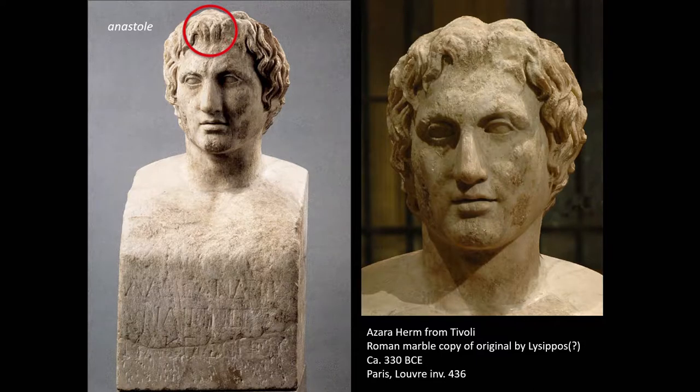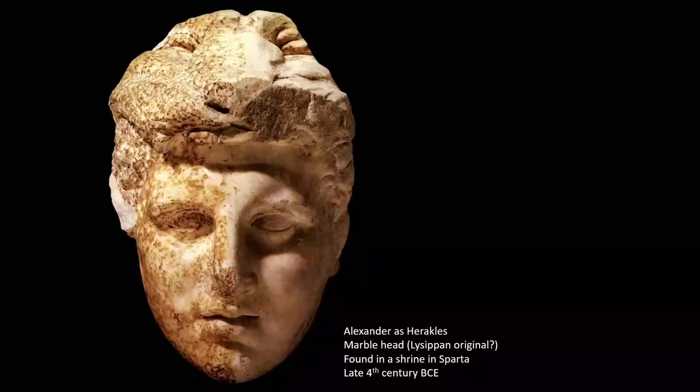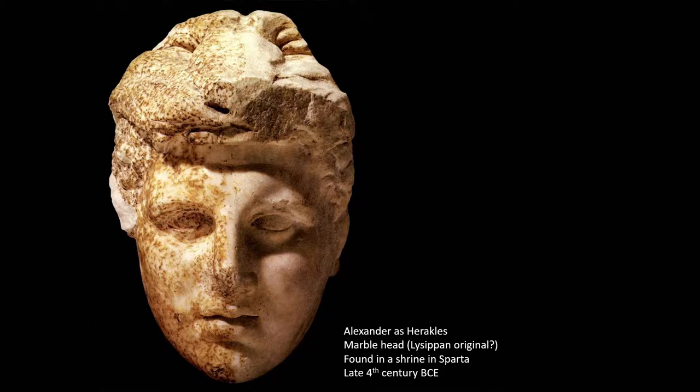So exactly how close to what Alexander actually looked like this is, we can only guess. Lysippus himself, we're told, liked to make things as they seemed rather than as they were. So subtle difference there. So he's capturing perhaps the ethos, the spirit of the conqueror, his arete, his admirable virtues perhaps. Where the Azara Herm is only a copy of a Greek original, we do have one sculpture that could well be an original from Alexander's time, if not his own lifetime, then produced soon after his death.